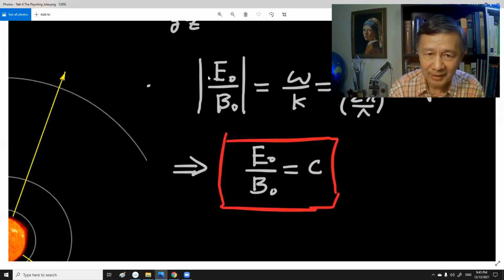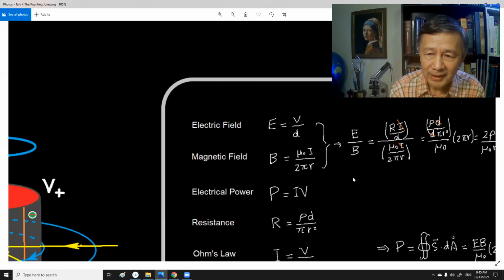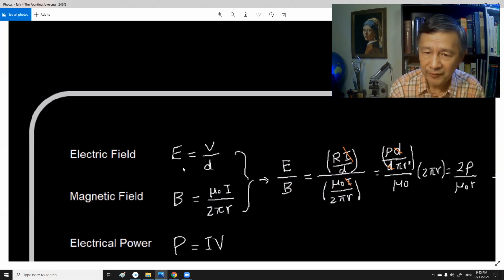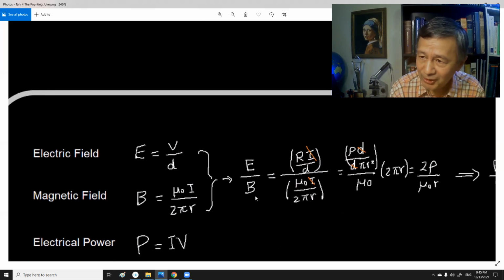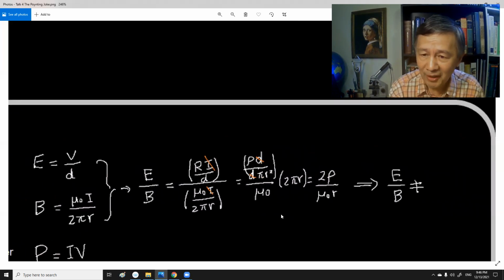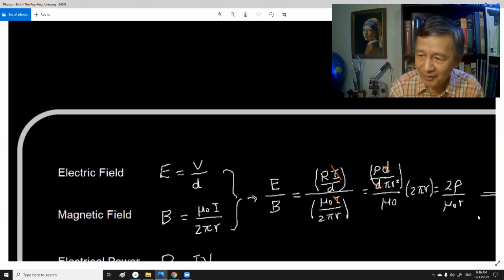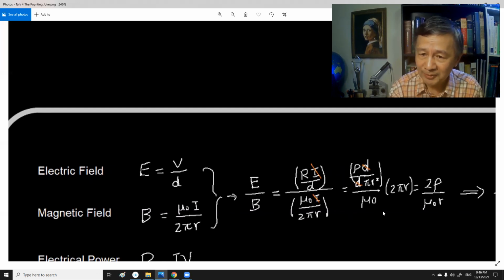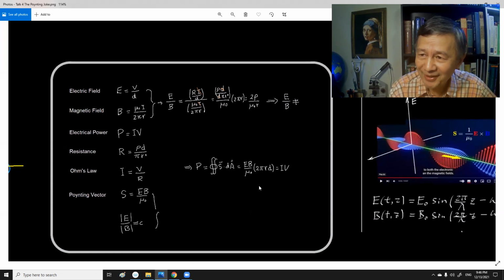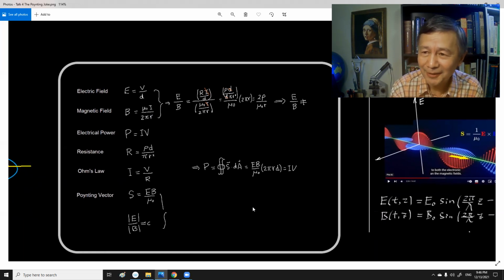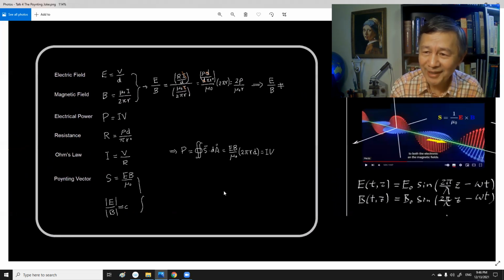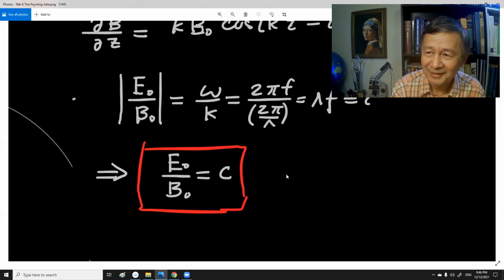What would be the case in our example? If we just use the first two formulas for electric field and magnetic field, we can work out this ratio. If you can follow this simple algebra, you will obtain that the ratio in our case is 2 over rho, and this mu zero is a magnetic property of vacuum, and this r is the radius. So you can see that in our model, the ratio is not equal to the speed of light. That is why you cannot apply the Poynting vector in this context, since the ratio cannot satisfy this criterion here. All right.